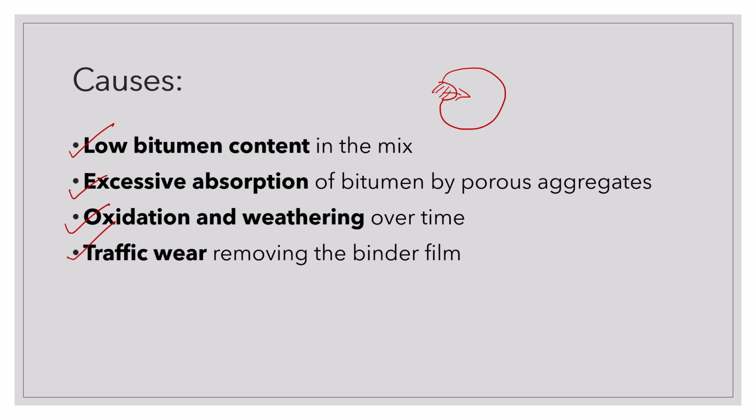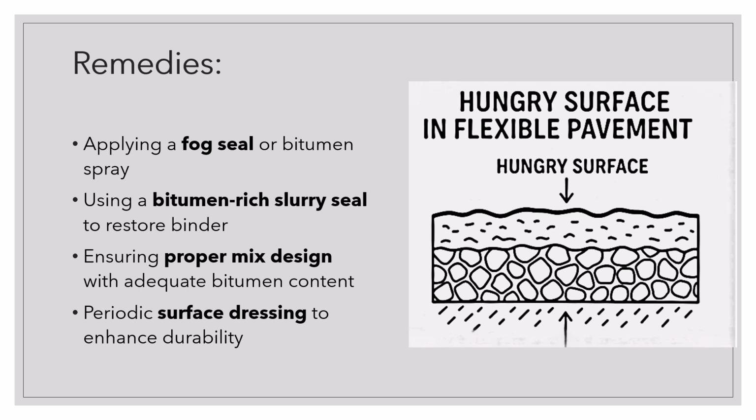The remedies for this hungry surface are applying a fog seal or bituminous spray. Next, if we are using a slurry, it should be bitumen rich. We can use proper mix design with adequate bitumen content, and periodic surface dressing can be ensured to increase its durability. This is the figure of hungry surface. If you see, there is no binder in between these aggregates.